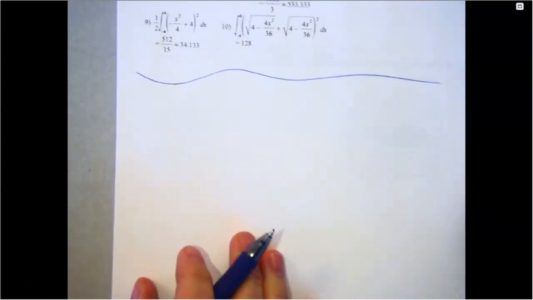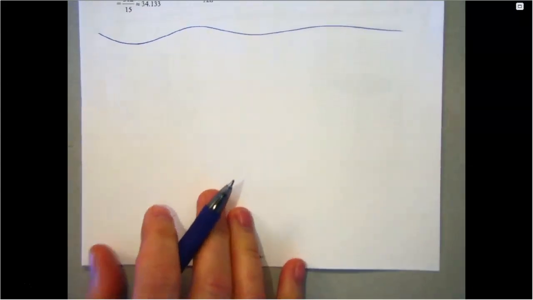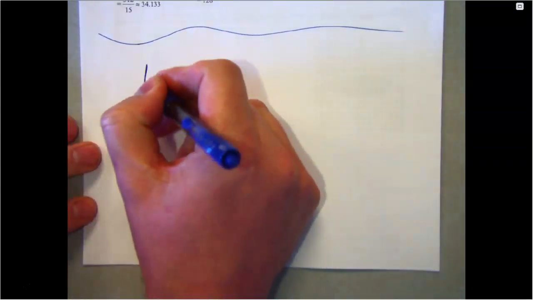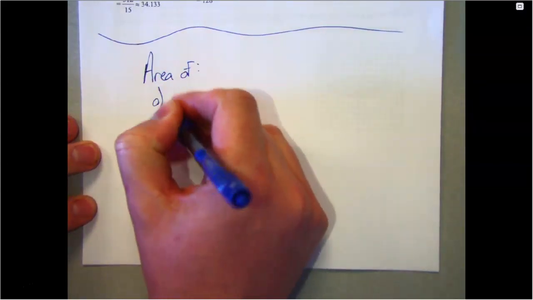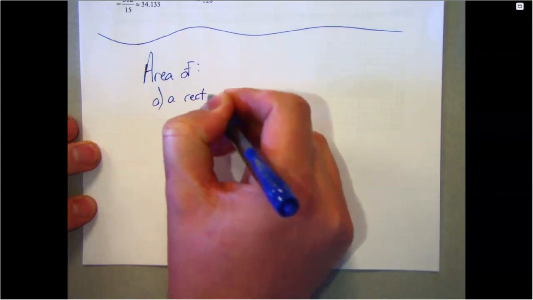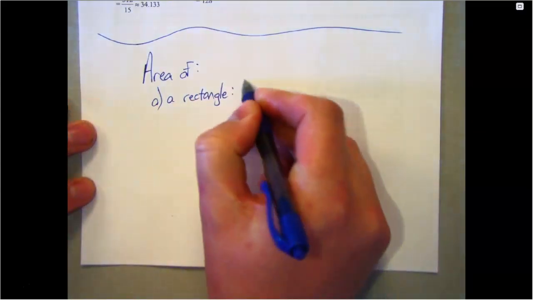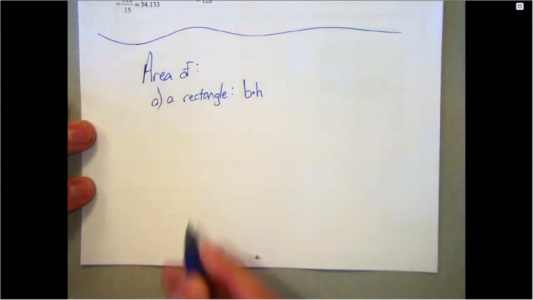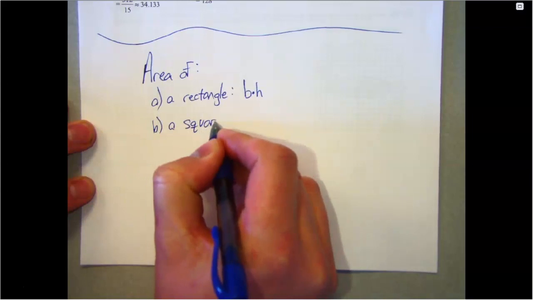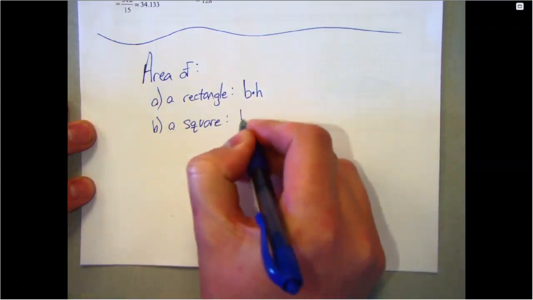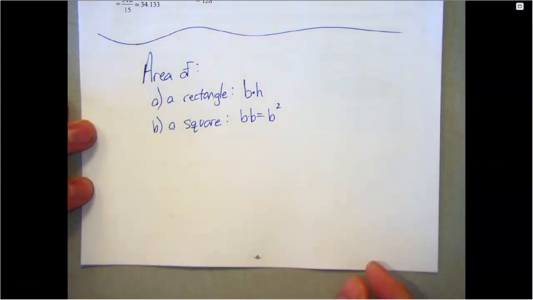The first thing we should do is write down some area formulas because some of you guys don't remember them. What is the area of a rectangle? Base times height. A square. Base times base, but it's probably easier to write as base squared.